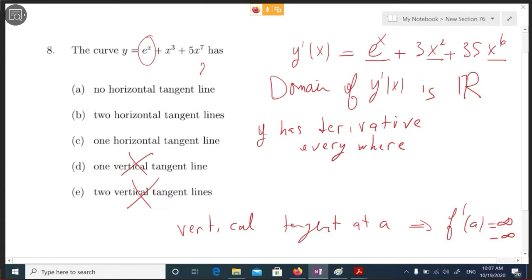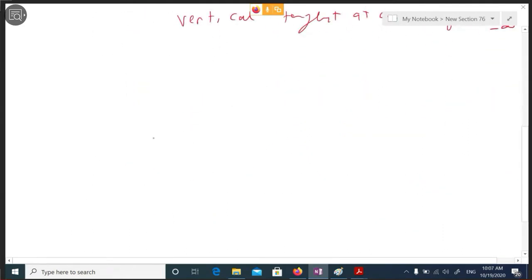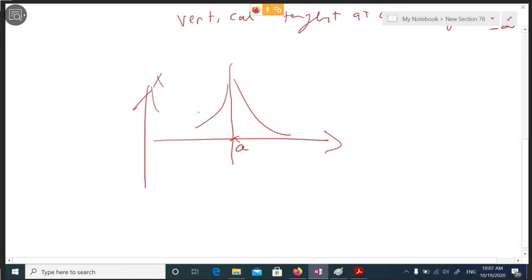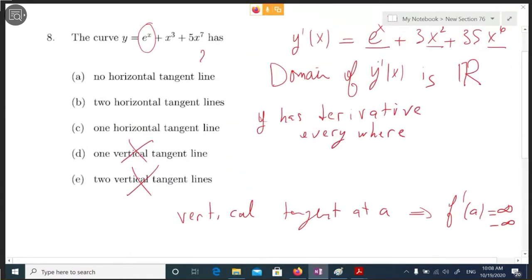Do you understand, the derivative exists everywhere. This function here, for example, this is A and this is the x axis. This function, what is the domain here? R except A, because at A it is infinity. But here we don't have infinity at any number. Look, at any number, y prime exists. The domain is R. I hope it is clear.